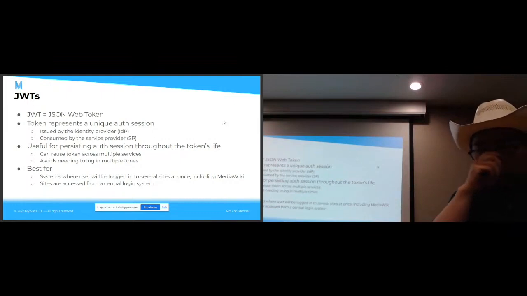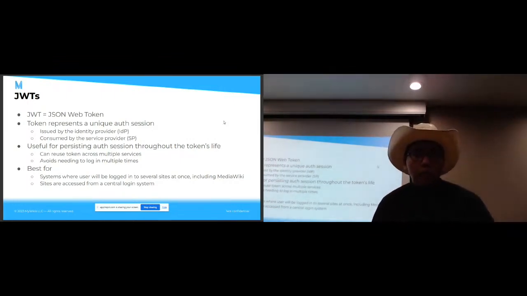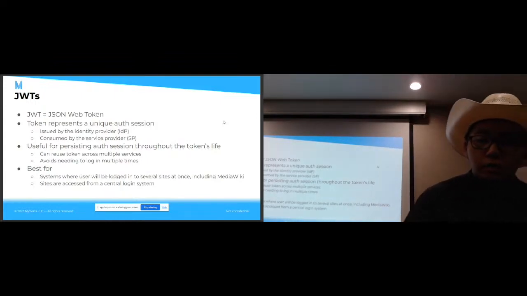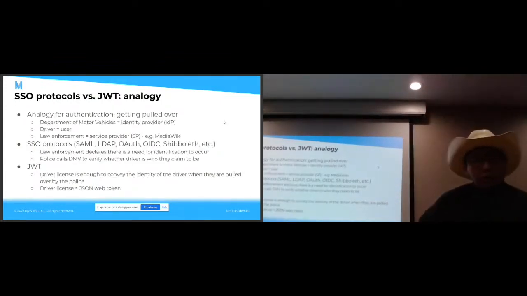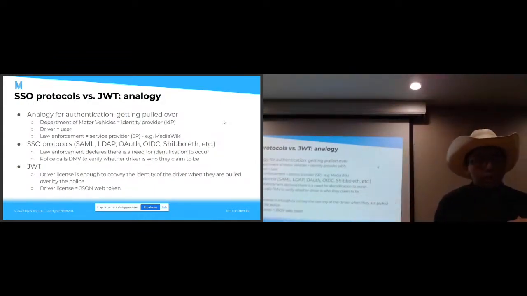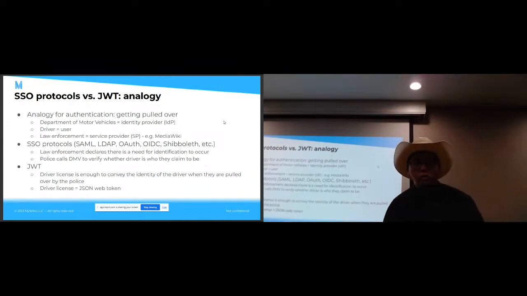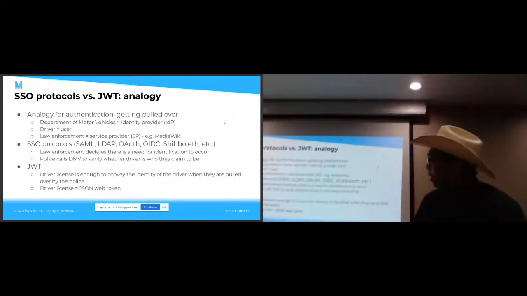So this is best for systems where users will be logged into several sites at once, including MediaWiki, and where sites are accessed from a central login system. I want to give an analogy comparing SAML, OpenID Connect, OAuth, LDAP, etc. These are all called the SSO protocols, versus JWT. I'm going to try to speed through this as quickly as possible, but just bear with me.